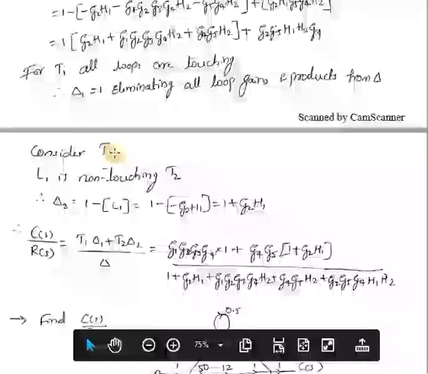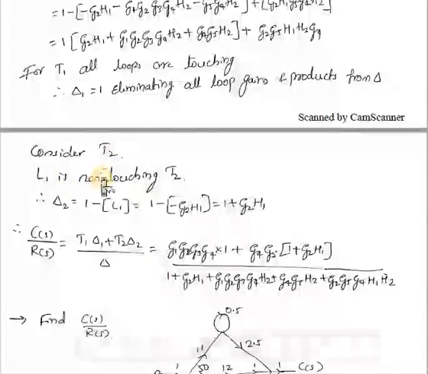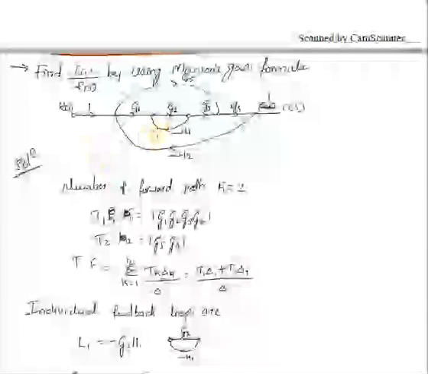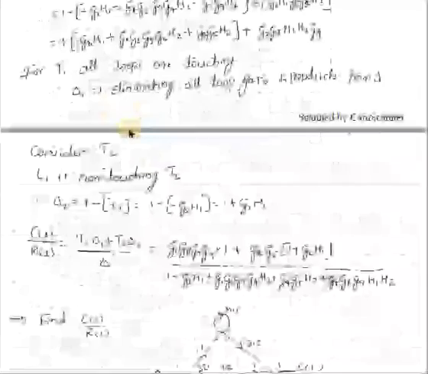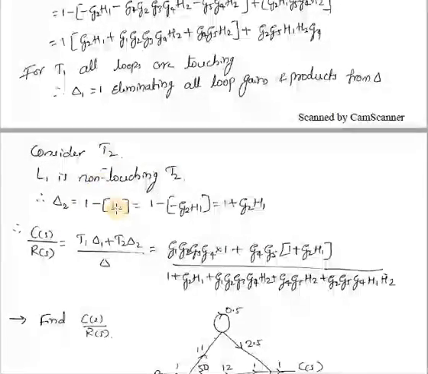if you consider the second forward path, L1 is non-touching here in this diagram. L1 is here. If I start from here, coming to this node and moving through this G5, I am having the output here. So this is my second forward path. Here this L1 is nowhere sharing a node of this forward path, but L2 and L3 are sharing. So you have to eliminate L2 and L3. L1 you have to keep as it is. So that is 1 minus L1.